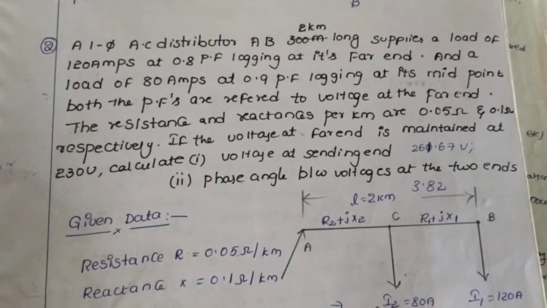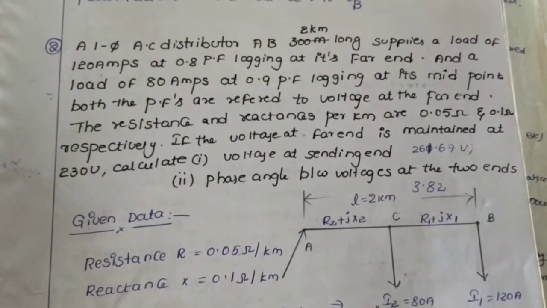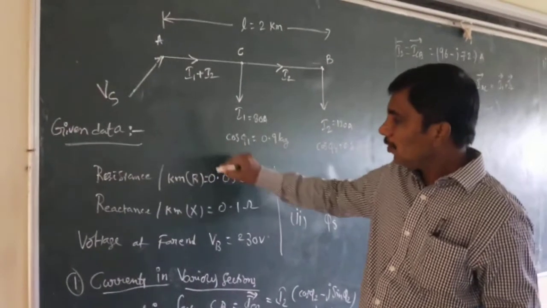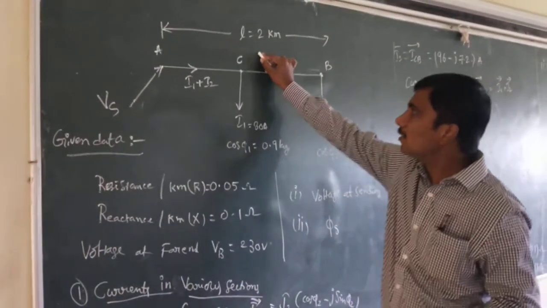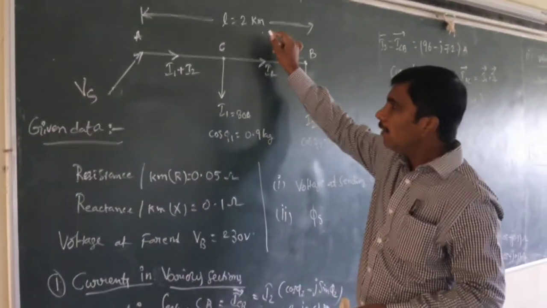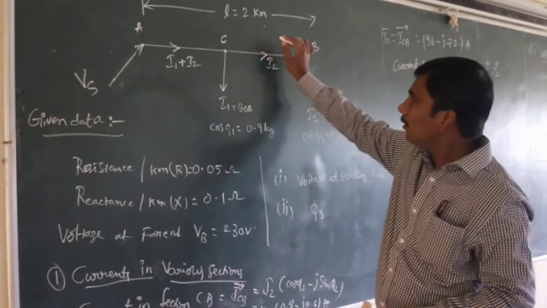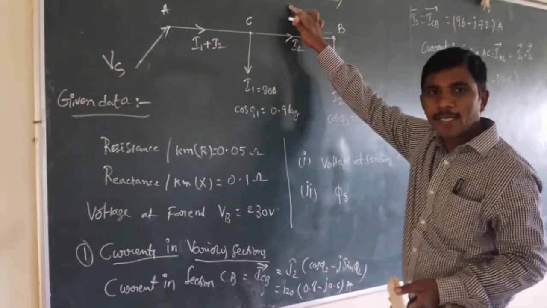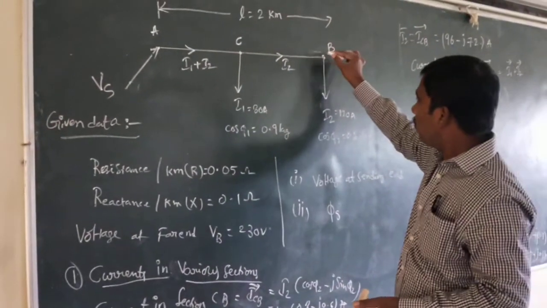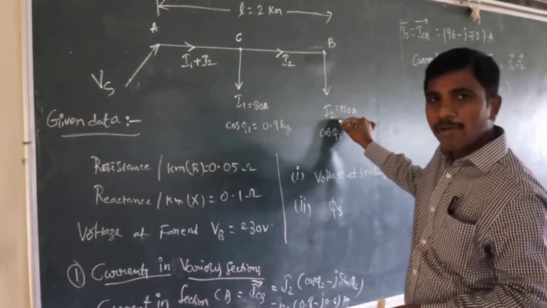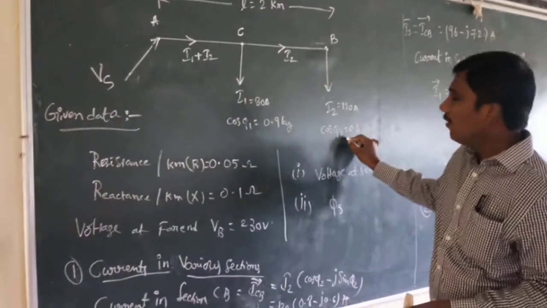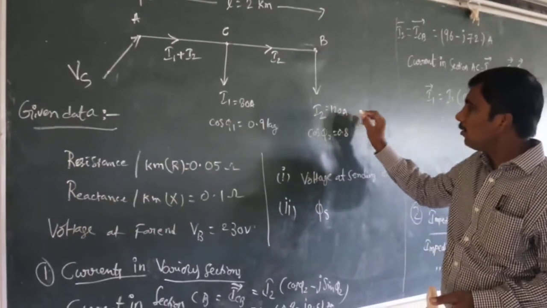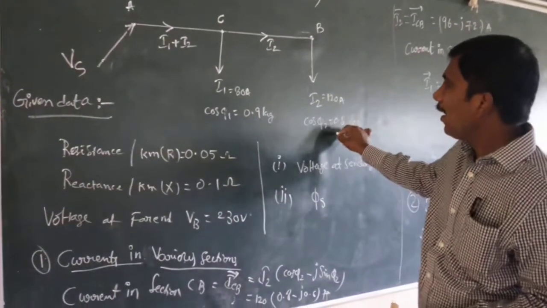This is the numerical problem that we'll discuss now. Given that the total length of the line is 2 kilometers, a single phase AC distributor. The loads are tapped at points. Assume AB is the length of the line, 2 kilometers. Now B is the far end point. The load current at point B is 120 amps at 0.8 power factor lagging.